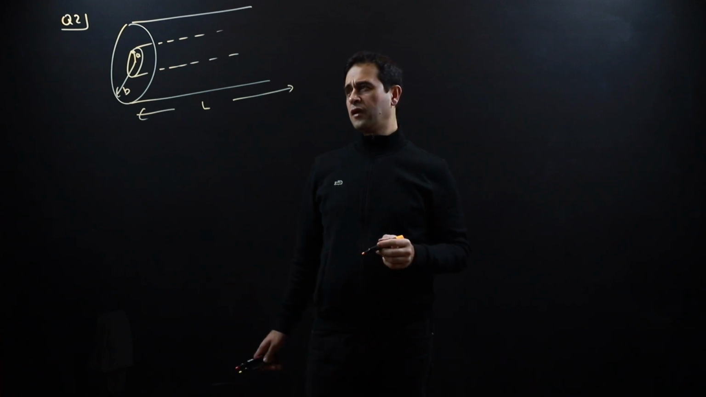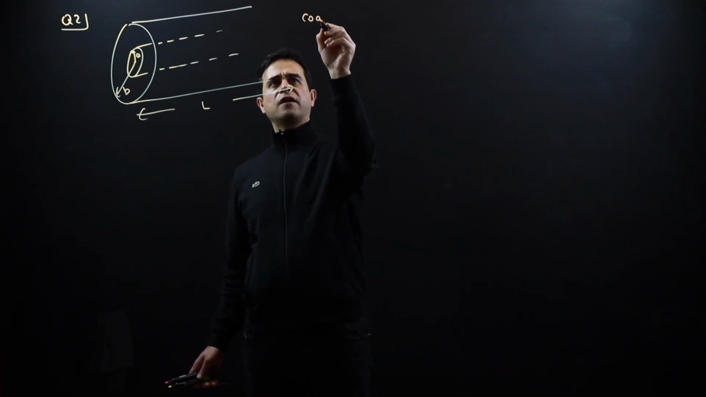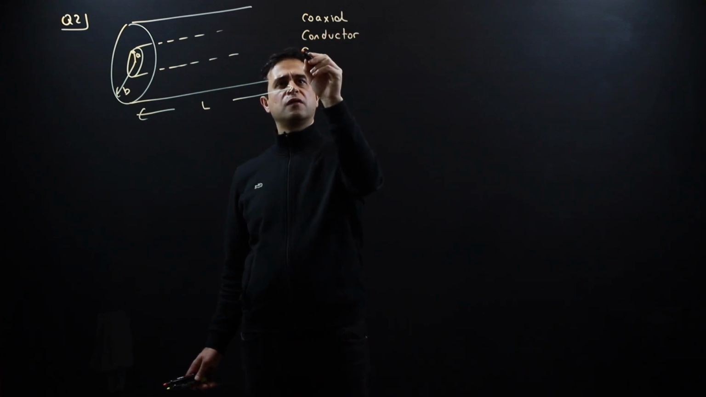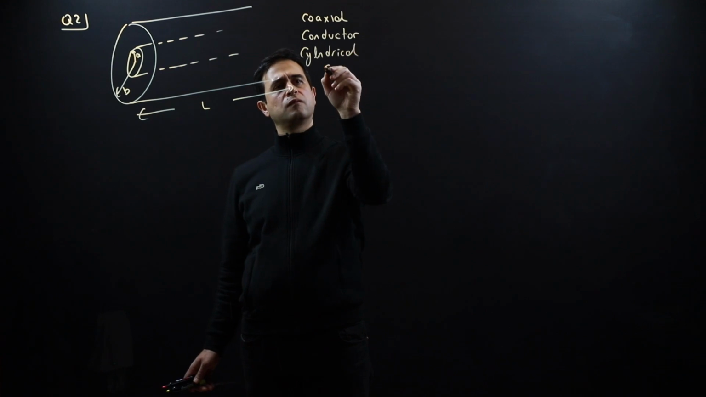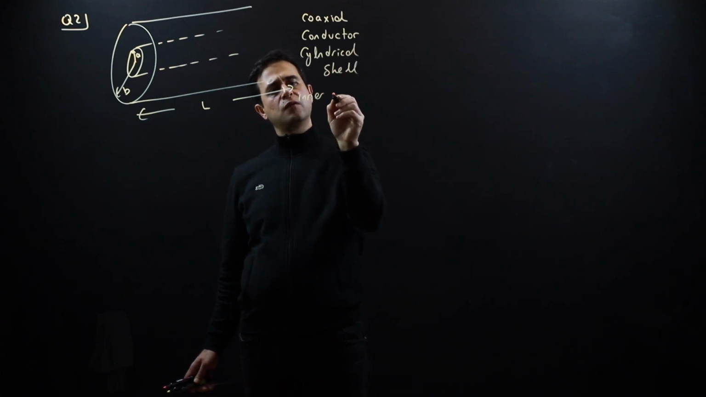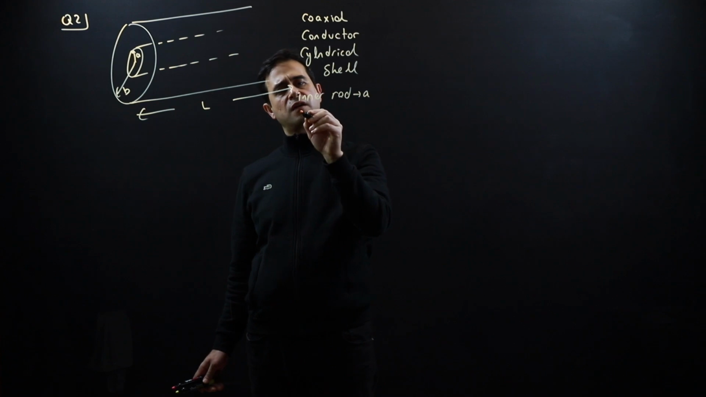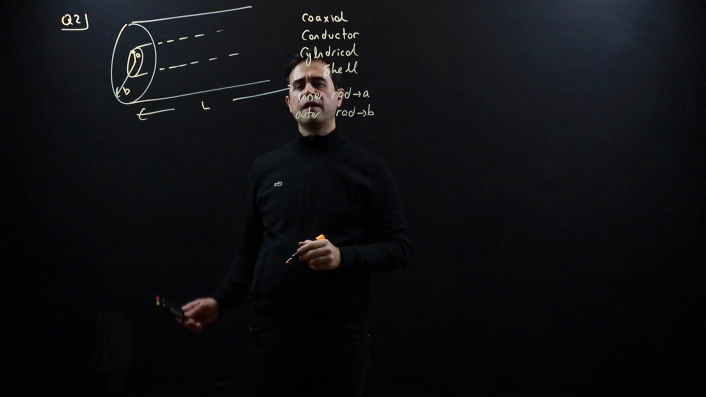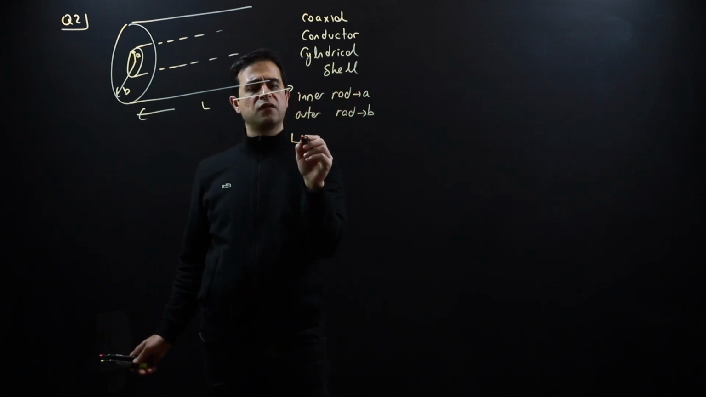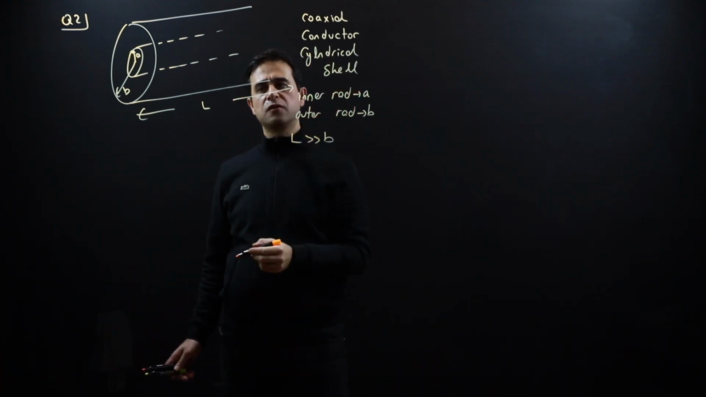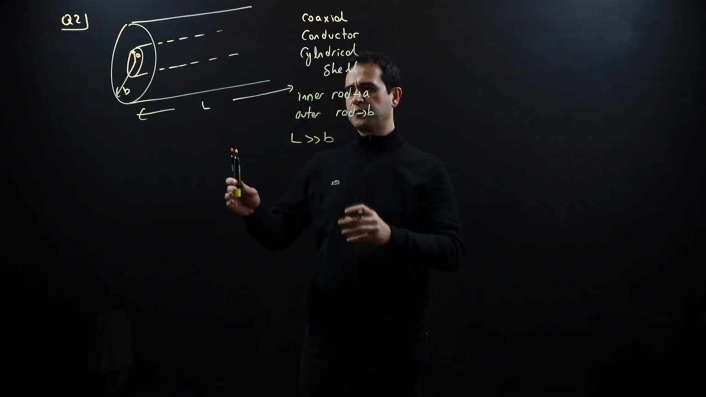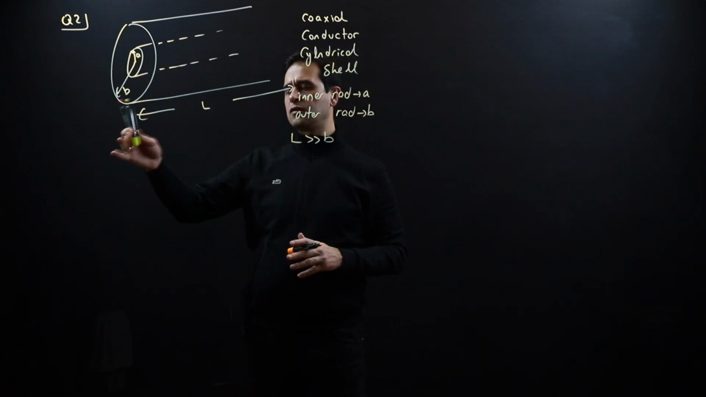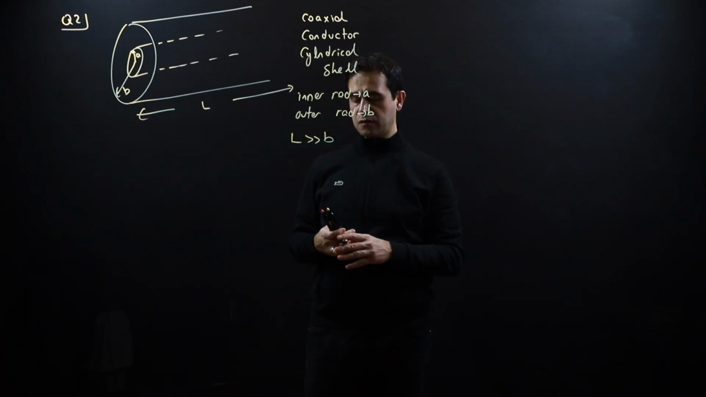Let me write it: coaxial and conducting cylindrical shell. Inner radius is A, outer radius is B. And here, the length, this L, is much bigger than B. So we are interested in the length of this object, where it is much bigger than both A and B, and also the other distances that we will consider.